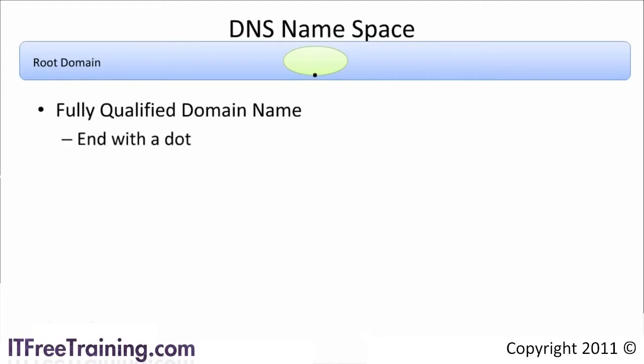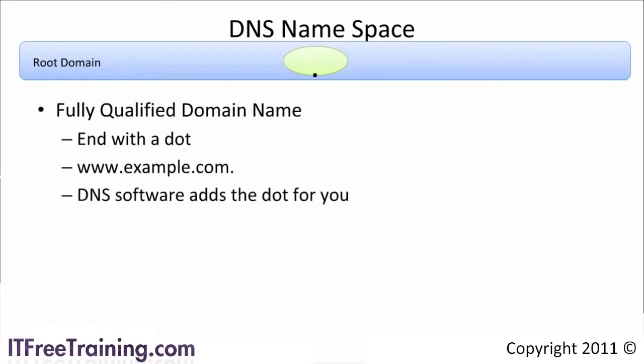If you take the example www.example.com, the fully qualified domain name will end with a dot. This may seem a little strange to you, as you probably have never had to add the dot to the end of a domain name. This is because the DNS software will automatically append the dot to the end of the domain name for you.